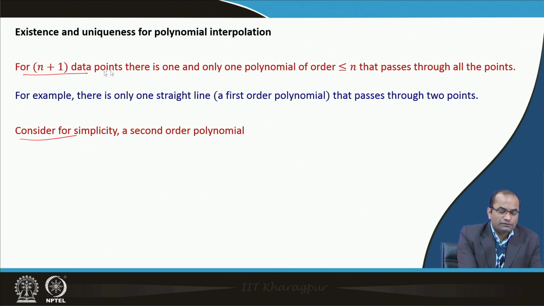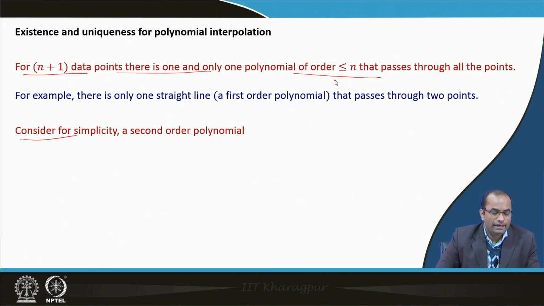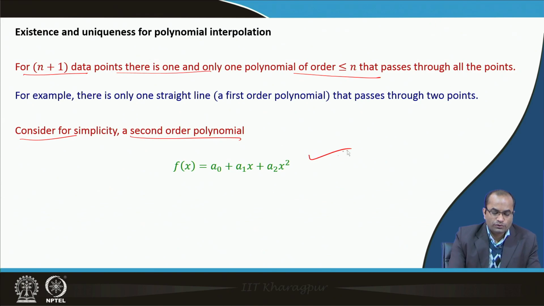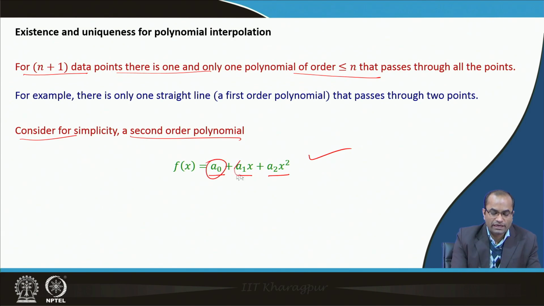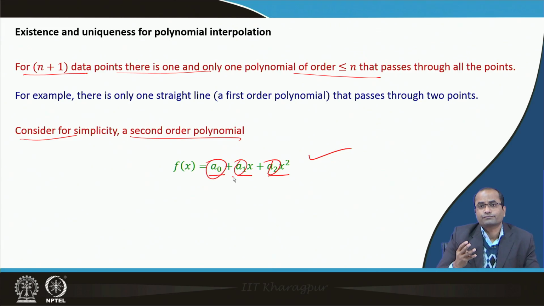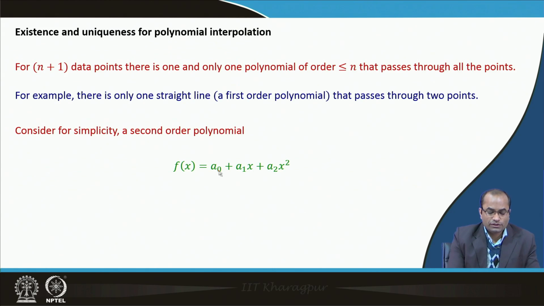Now, to prove this result, which is true for a general n, we will consider a second order polynomial. We will prove this for a second order polynomial, and one can extend this for nth degree polynomial. So, suppose our function here is the polynomial a naught plus a 1 x plus a 2 x square, a second order polynomial. How many unknowns do we have? We have a naught, a 1 and a 2. So, there are three unknowns which will define this polynomial. In order to compute these three unknowns, we basically need 3 data points.